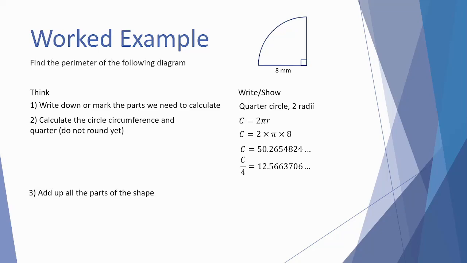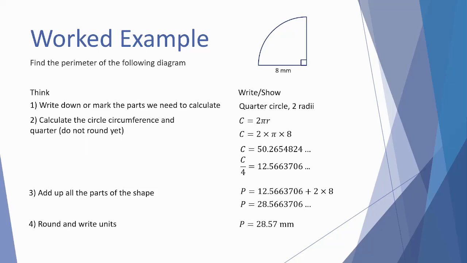The next step is I need to add up all the parts. So the perimeter is going to be that quarter circumference plus 2 times the radius, because we have 2 radii. And I type that into my calculator. As I said before, I left that number in my calculator. So all I have to do is click on plus 2 times 8, and it'll use that whole number. And I get 28.5663706. And now I can round off and then write the units. And I get 28.57 millimeters.